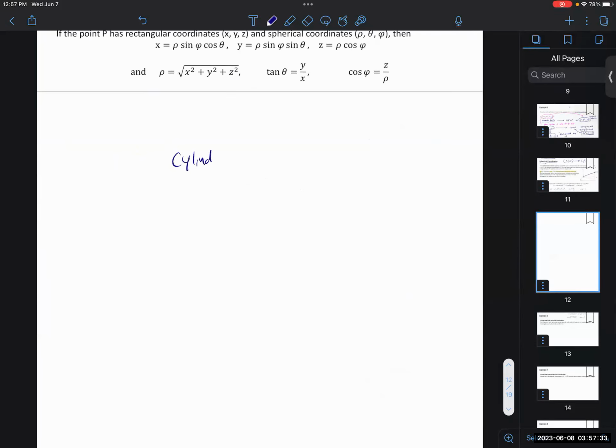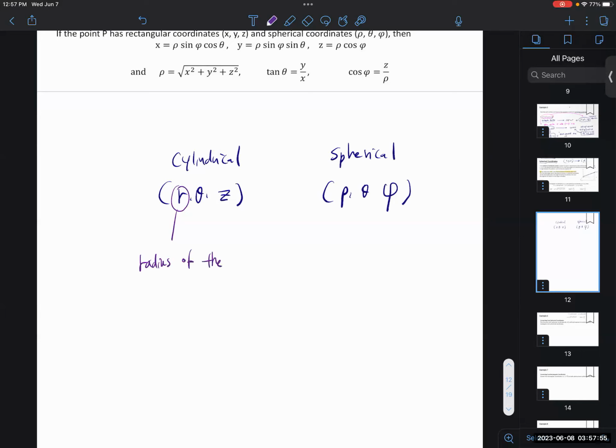So we have cylindrical, r, theta, z, and then we have spherical, rho, theta, phi. Here r means the radius of the circle. In the cylindrical coordinate system, your shape is pretty much like a cylinder, always including a cylinder shape or circular cross-section. That's why r indicates the radius of the circle. Theta is the angle inside of the circle, and z is just a number on the z-axis.